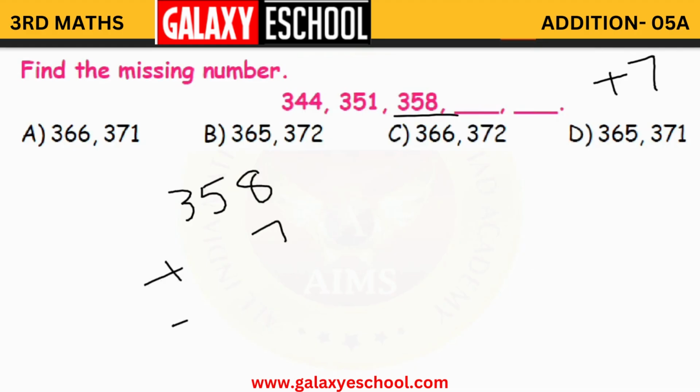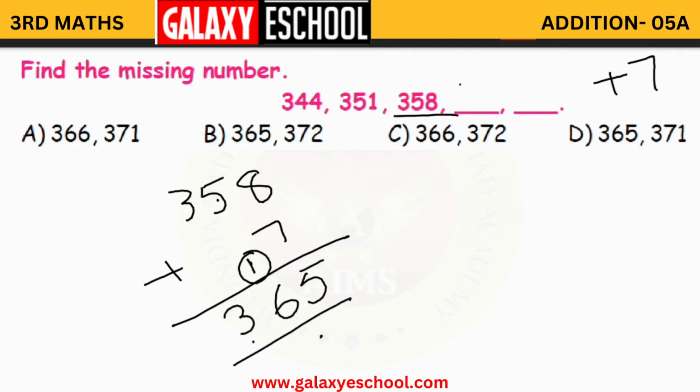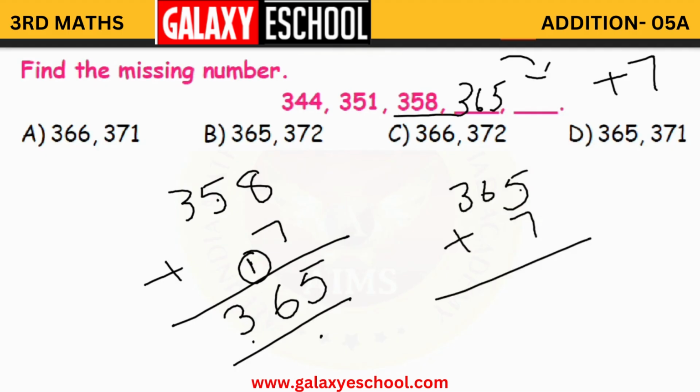Now we have 358 here. Let us add 7. 8 plus 7 becomes what? 8 plus 7 becomes 15. 1 carried. 5 plus 1, 6, and 3. 365. The next number is 365. Yes. Now what comes after 365? Again add 7. 5 plus 7 becomes 12. 1 carried. 6 plus 1, 7, 3. 372 is the next number.